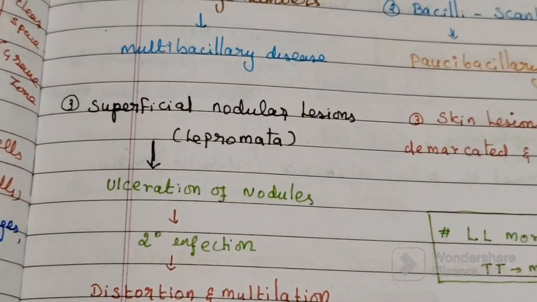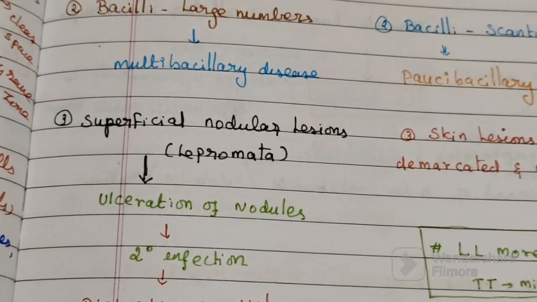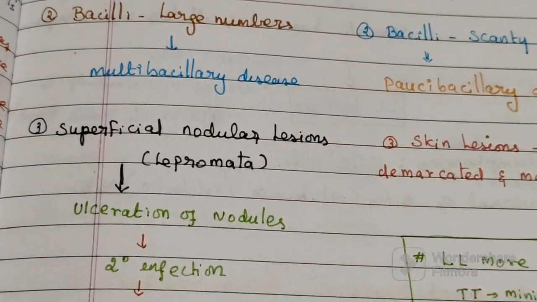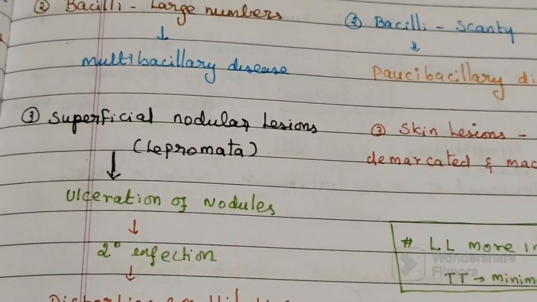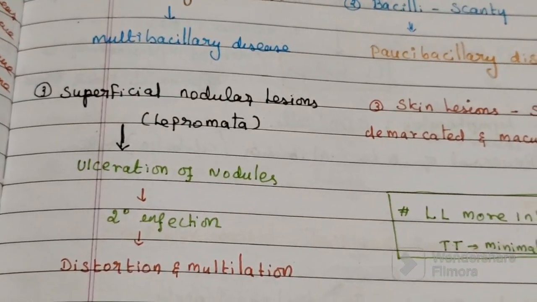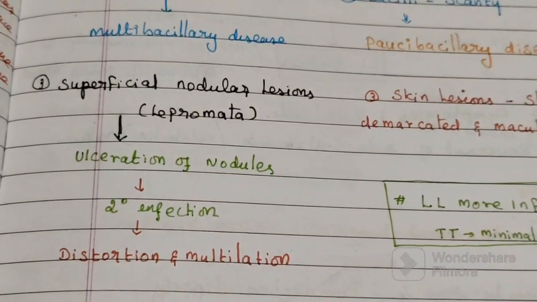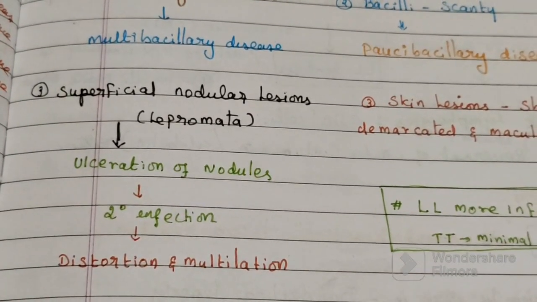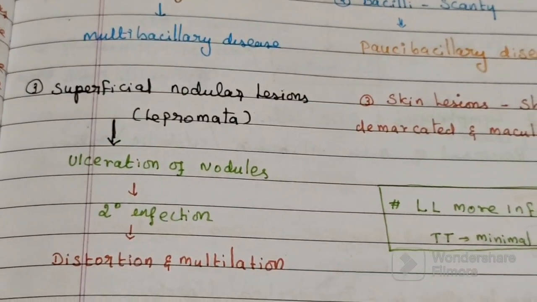In lepromatous leprosy, superficial nodular lesions called lepromata are seen, which lead to ulceration of the nodules. This progresses to secondary infection, which causes distortion and mutilation.